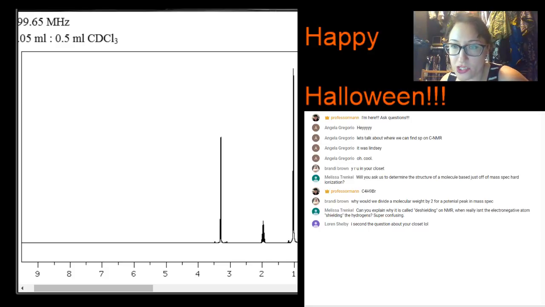Why is it called de-shielding on NMR when really isn't the electronegative atom shielding the hydrogens? No. It's de-shielding them because it's pulling the electrons away. NMR measures protons, right? It's measuring the nucleus. So if you take the electrons away, it's de-shielding the nucleus.